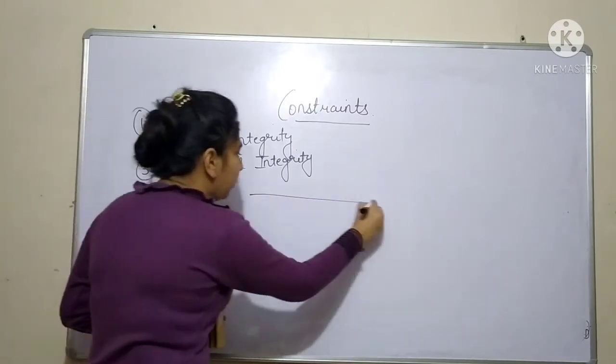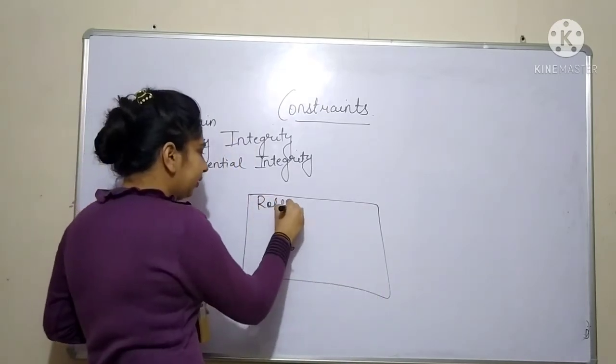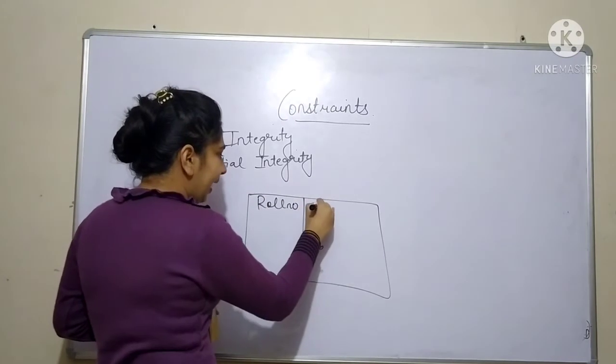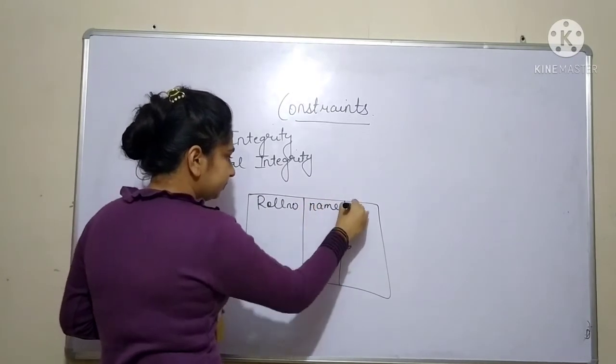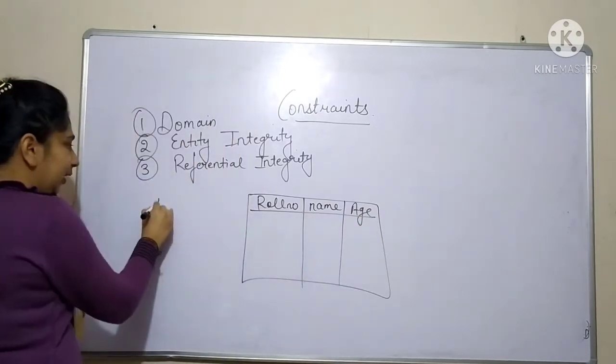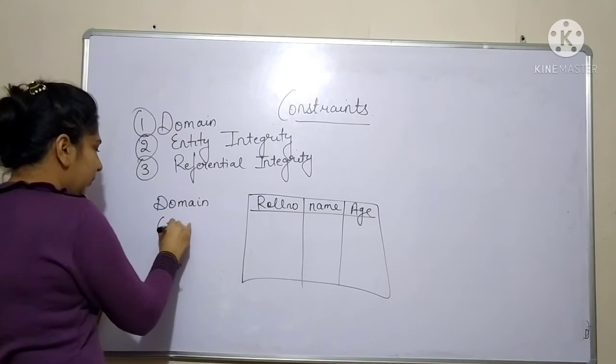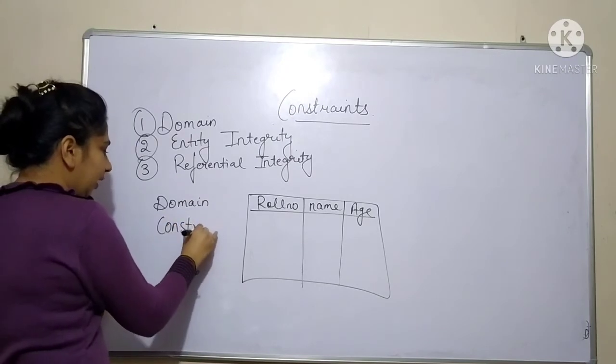Suppose we have a table in which we have roll number, name and age. Firstly I am discussing the domain constraint. We are now discussing the domain constraint.